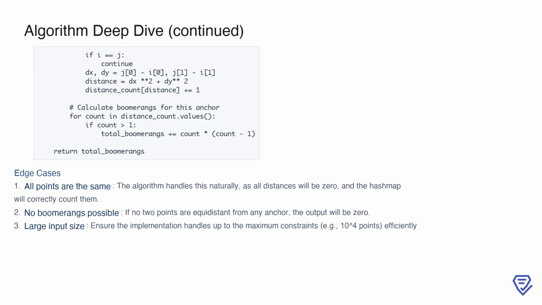This ensures every valid ordered pair of points is considered. Finally, the total number of boomerangs is returned. The algorithm also handles edge cases, such as when all points are the same, when no boomerangs exist, and when the input size is large, ensuring it operates efficiently under all constraints.